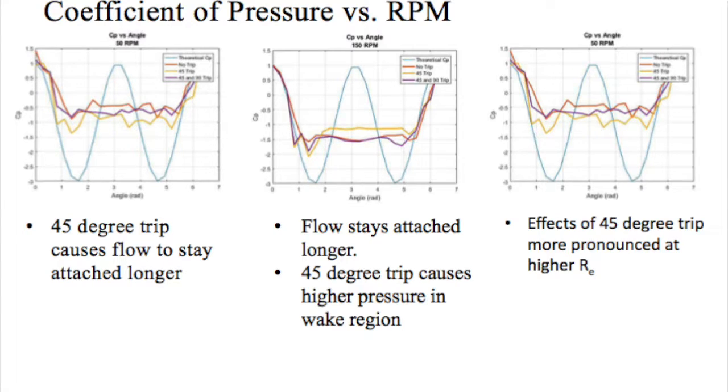This peak corresponds to the side of the cylinder facing away from the flow. The point where the data starts to deviate away from the theoretical solution is where the flow separation occurs. At about 1 radian, this happens for all the plots.